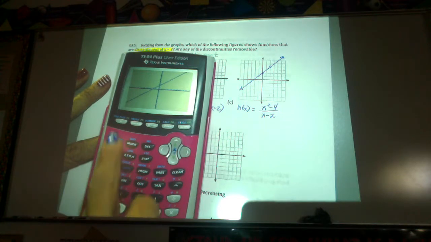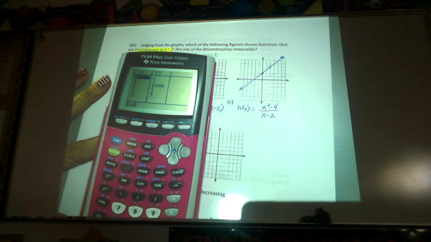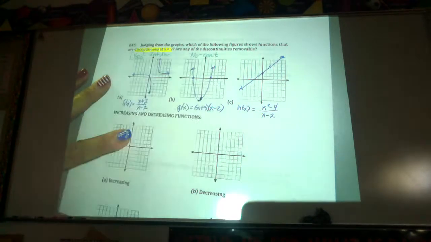But if I go into my table and I put in 2s, I'm looking for discontinuity at 2, what happens? It says error. So your calculators don't show the holes. You have to be aware that they're there. So you have to be a little smarter than the calculator sometimes.